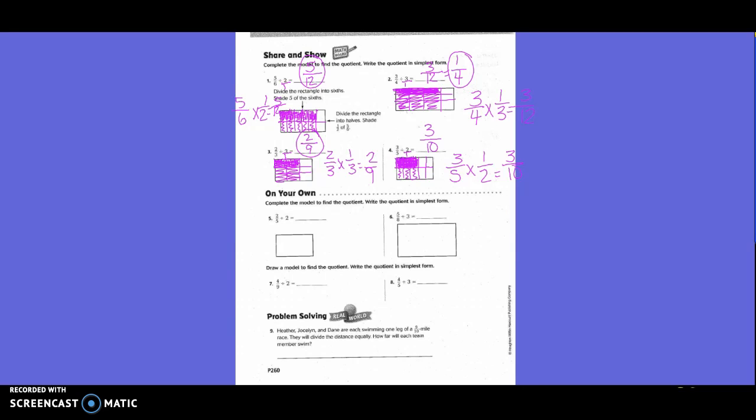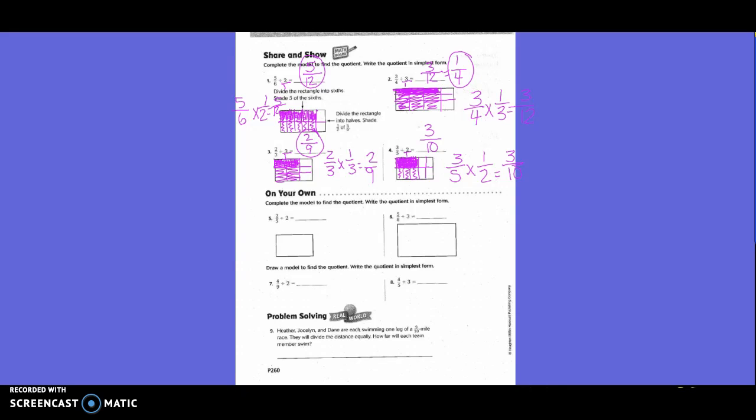Yes. Okay, then on your own, you guys are going to do these with your partners. But basically 5 and 6 are just like what we just did. They already have the rectangle drawn for us. 7 and 8, they want a model drawn as well, but you're going to have to draw your own rectangle. Make sense? Okay? And then don't forget to also show your multiplication problem. I know they're not asking you that, but I'm asking you that. Okay? So with your partners, you guys are going to go ahead and do problem solving.